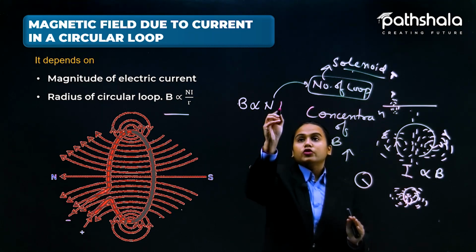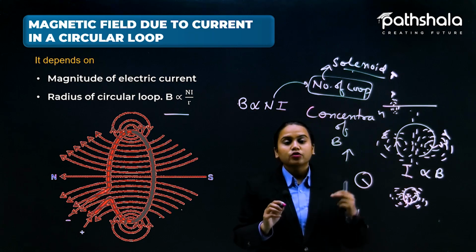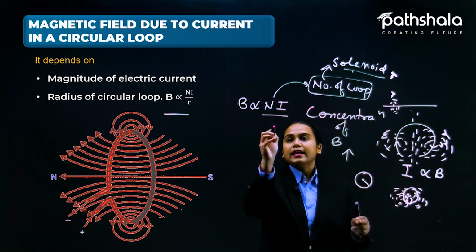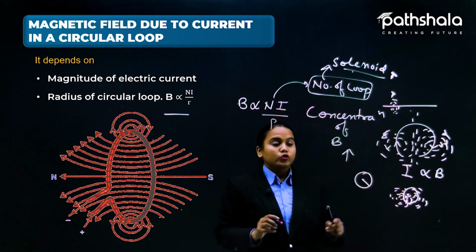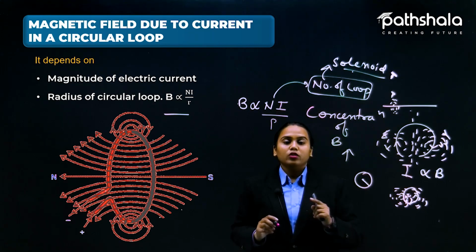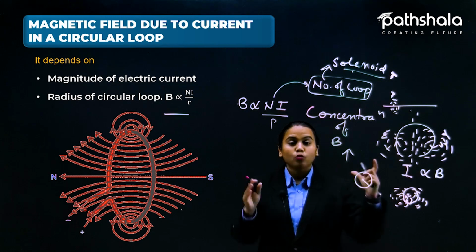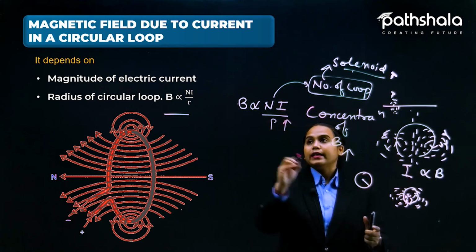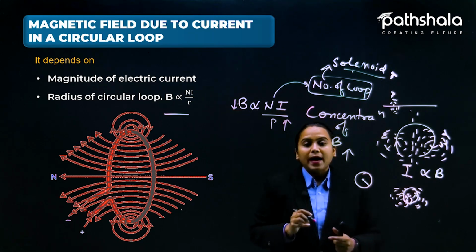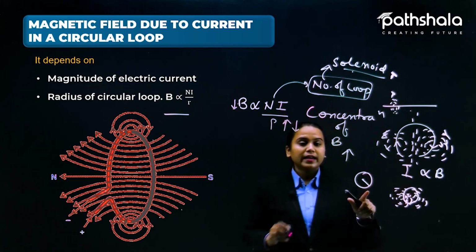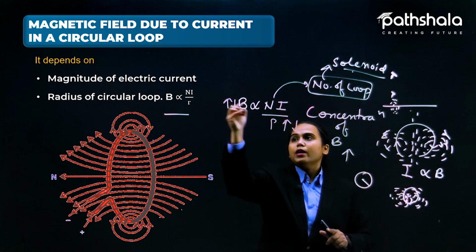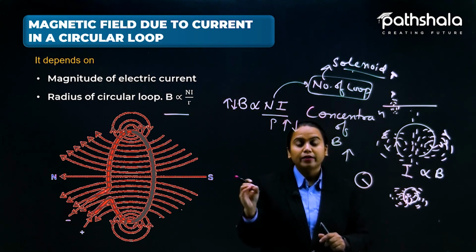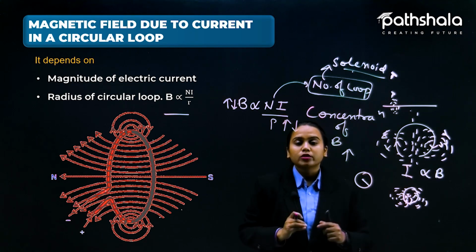Okay, now it depends on the strength of the current. The more the current, the more the magnetic field lines, and it depends on the radius. So for the radius of the circular loop, because it is inversely proportional, the more the radius, the less will be the magnetic field, and the less the radius, the more will be the magnetic field. So all these properties, I guess you get it very clearly. Now let us come to the solenoid part.